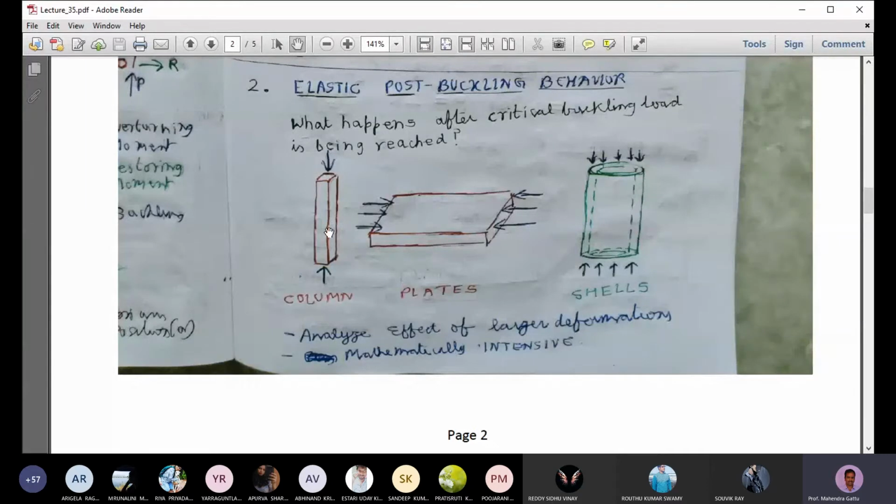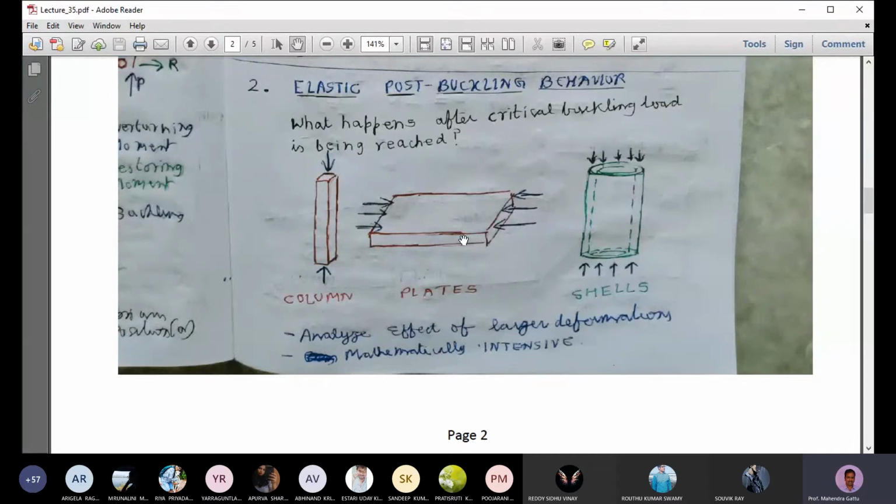A column is like a one dimensional member. A column will have one dimension which is very high compared to the remaining two dimensions. So here the height is very large compared to the breadth and width. And then plates. A plate is subjected to a buckling load in plane. There is a load acting in plane, and as a result, the plate might buckle out of plane. So we want to find how the plate will respond to this in plane axial stress, and at what point it will go from a pure compression mode to a bending mode.